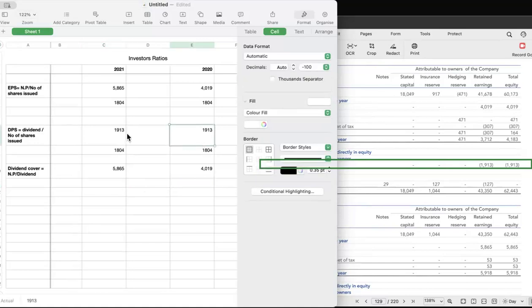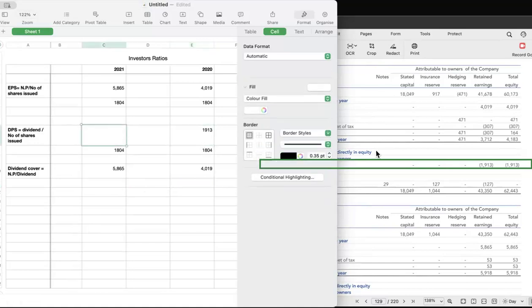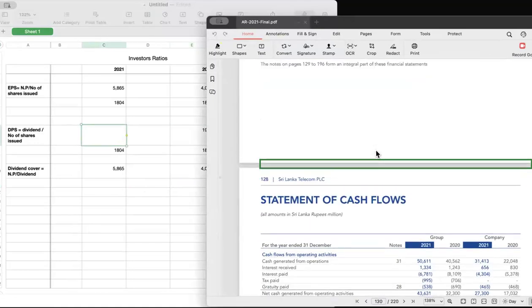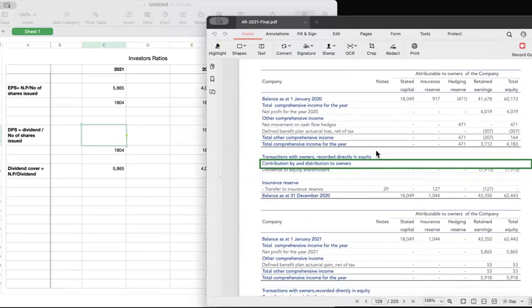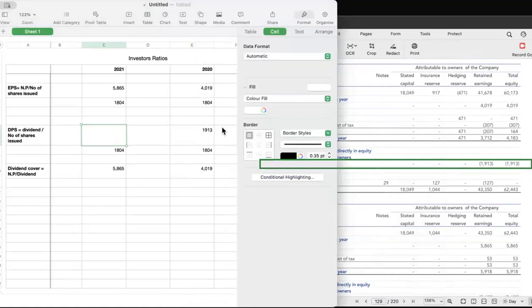Right, 1913, 2020. Wait. Yes, 2021, they would have given somewhere. Okay, I'm going to take 1913 for both years. In that case, you're going to get the same amount. It's okay, that's fine. Because I can't remember where I found the 2021 amount, so I'm just going to take the same amount for both. But if you can find out the different amounts, great.